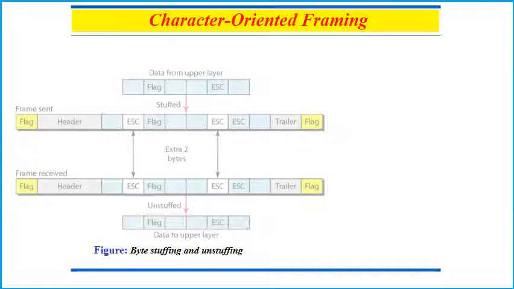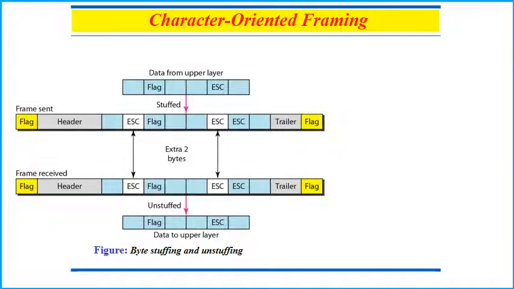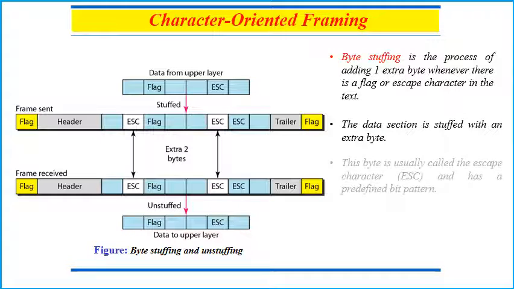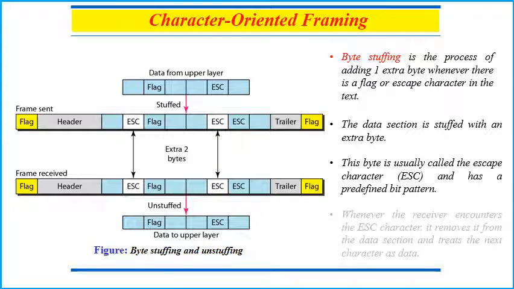Here we see character oriented framing. When we are about to send the same type of character, a repetitive character, we apply a concept called byte stuffing. It is a process of adding one extra byte whenever there is a flag or escape character present in the text. The data section is stuffed with an extra byte. This byte is usually called an escape character and has a predefined bit pattern. So, whenever the receiver encounters the escape character, it identifies and removes it from the data section and treats the next character as data.